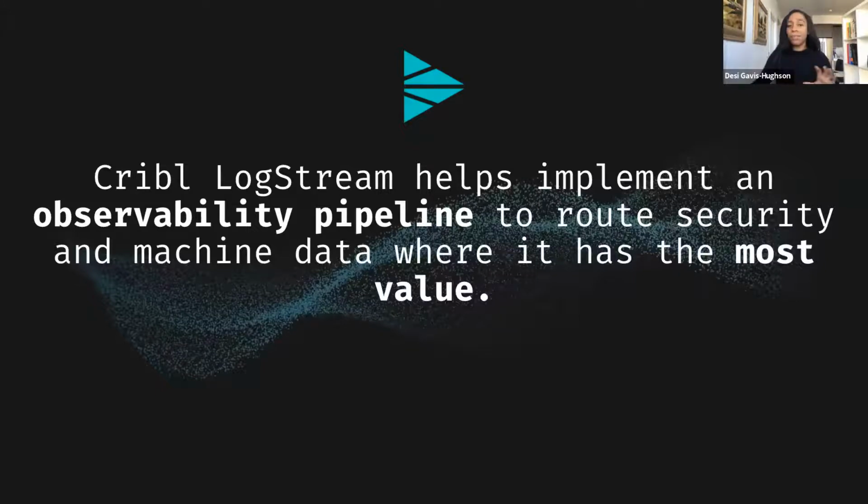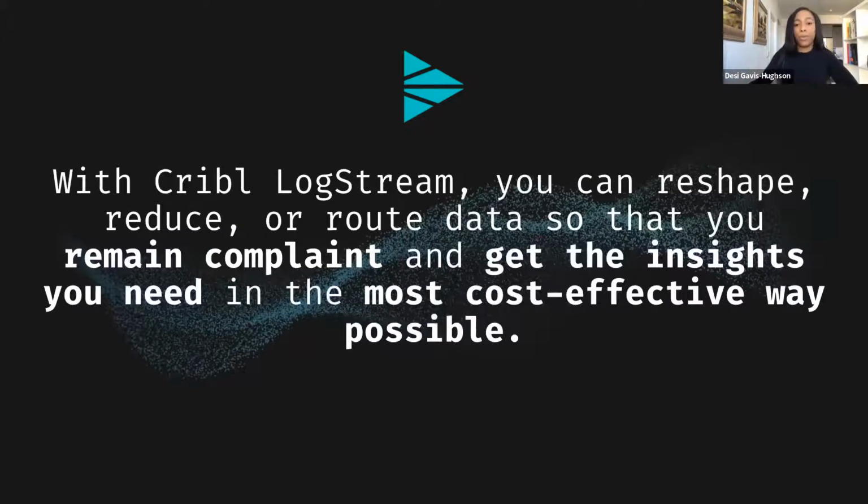If you forget everything else today, please remember this. Cribl LogStream helps implement an observability pipeline to route security and machine data where it has the most value. We're going to help you slash costs, improve performance, and get the right data where it's needed in the formats required. With LogStream, you can reshape, reduce, or route the data so that you remain compliant. If you need to keep the data around, you can route it to the most cost-effective destination possible. The idea is to help you optimize your data, whether that be in storage and performance, or however you can.